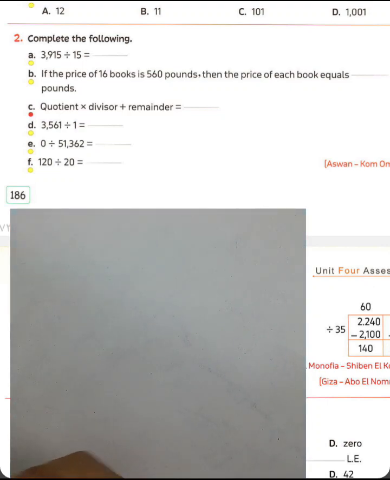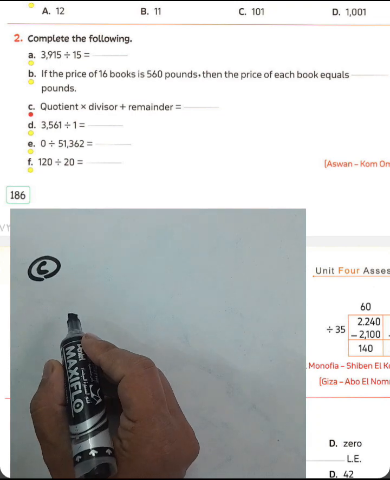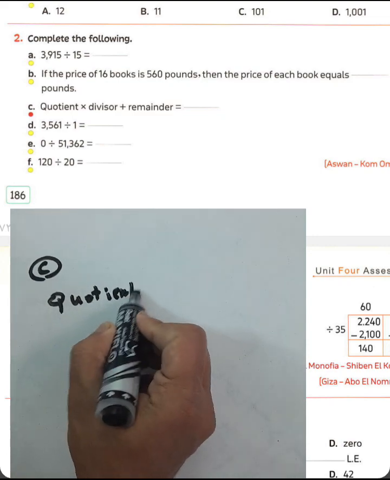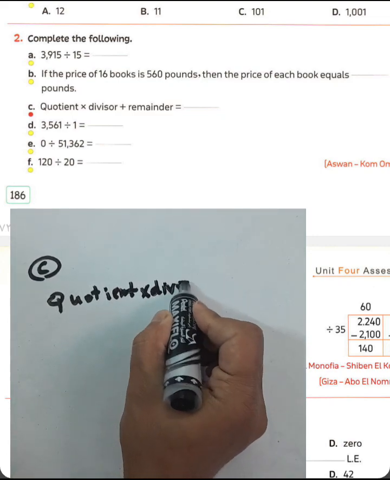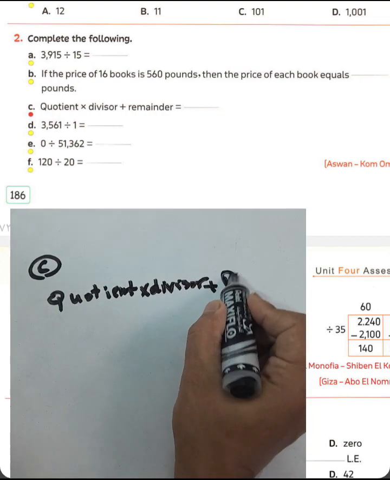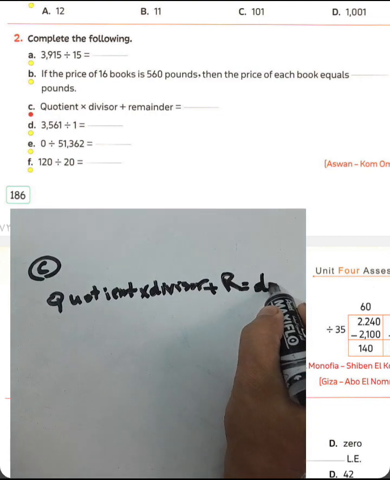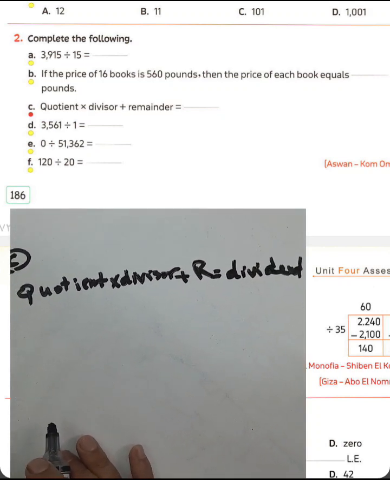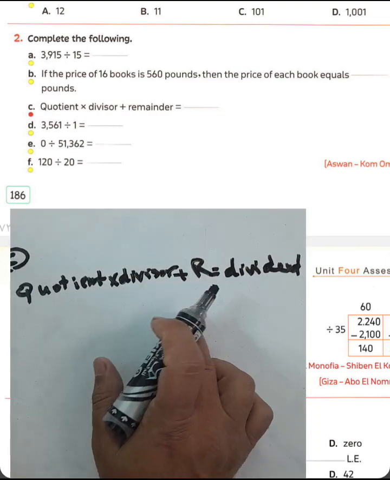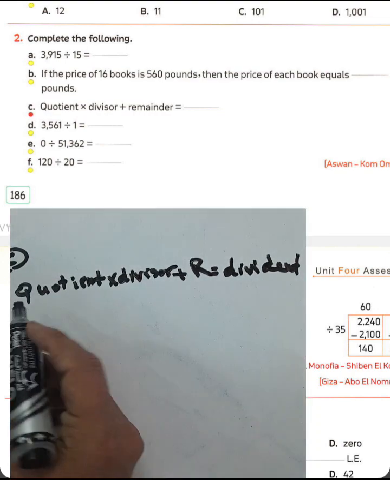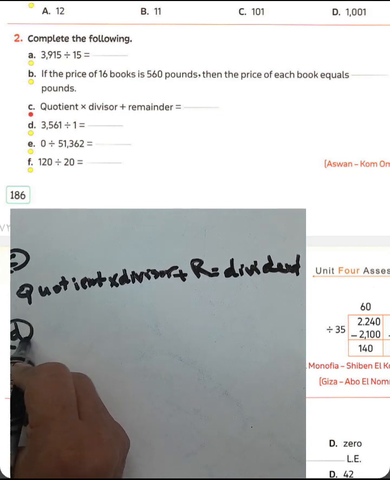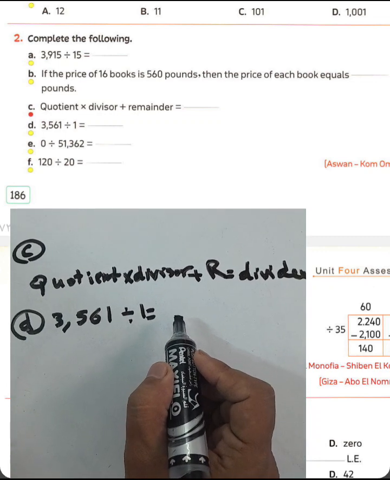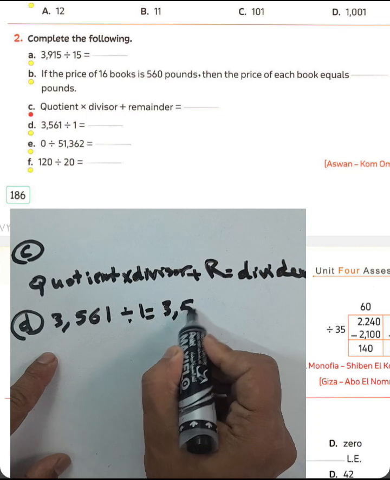Question here, letter C. Quotient multiplication divisor, it's the rule, plus the remainder equals dividend. Quotient times divisor plus remainder equals dividend. Letter D, 3561 divided by 1 equals this number, 3561.